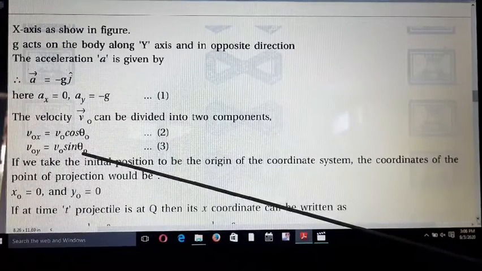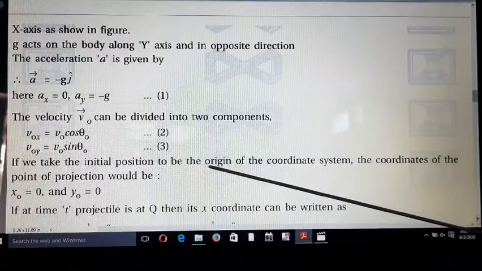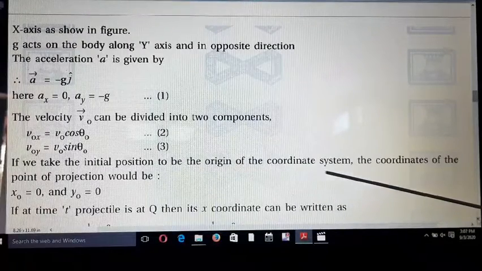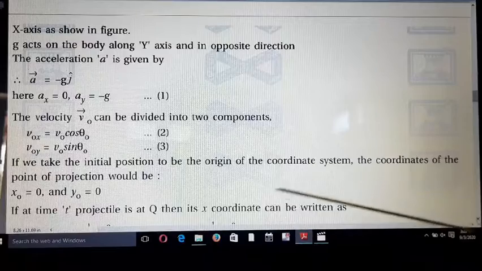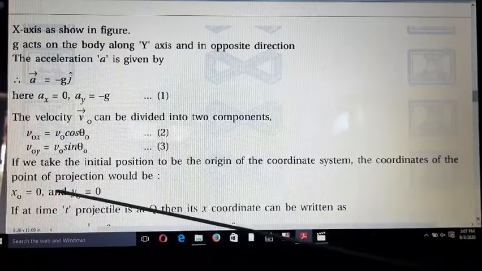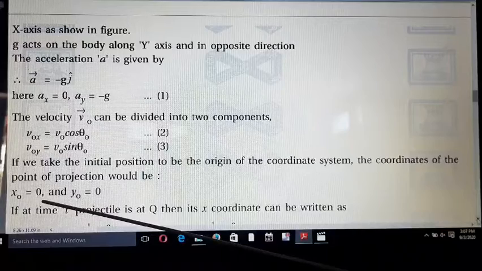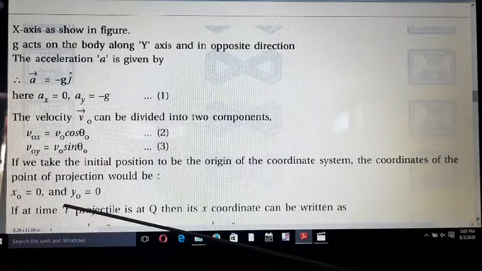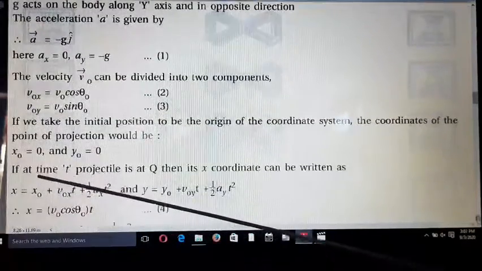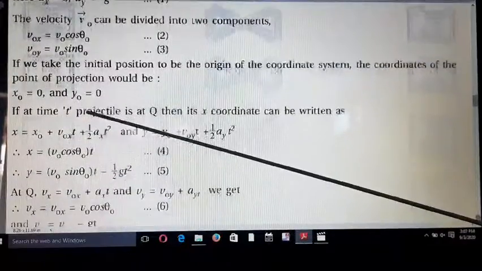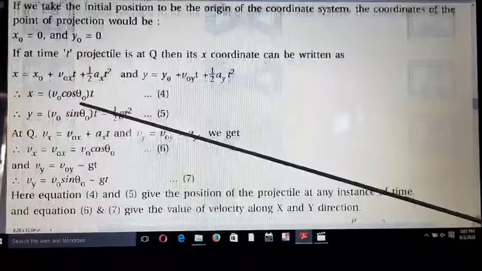If we take the initial position to be the origin of the coordinate system, the coordinates of the points of the projectile would be initial. Now we always take x0 is equal to 0 and y0 is equal to 0.